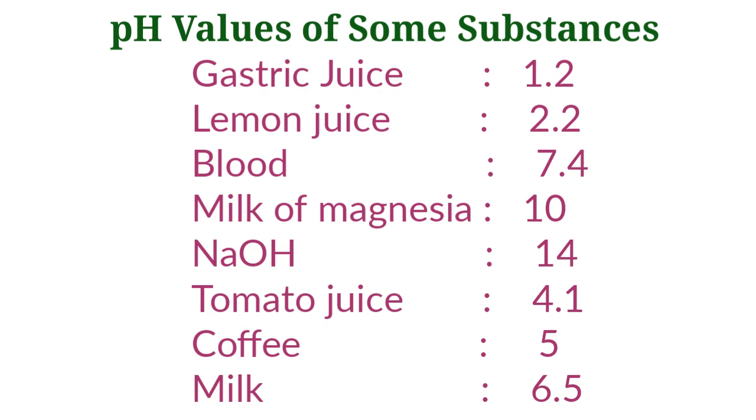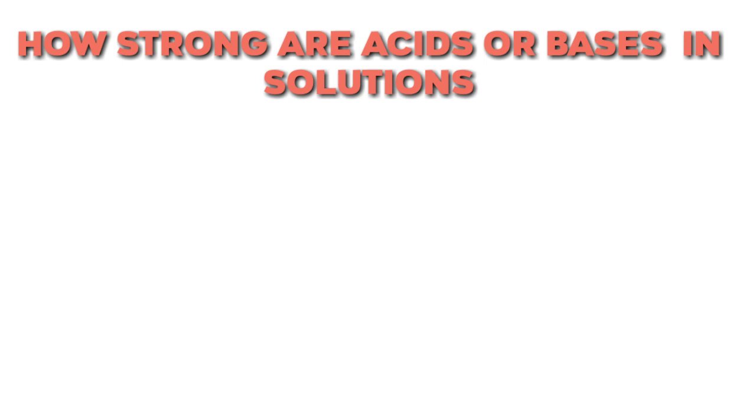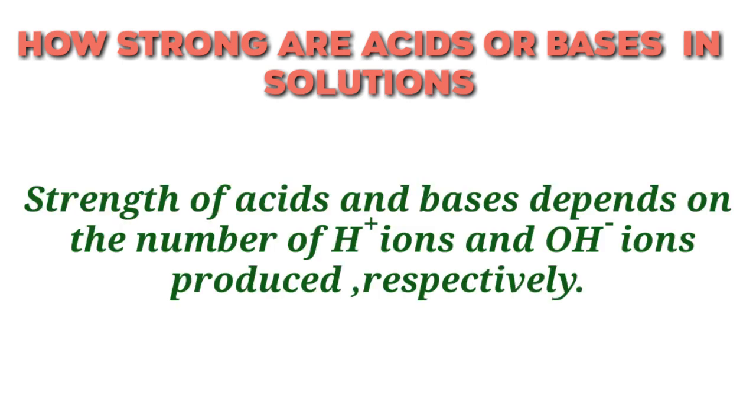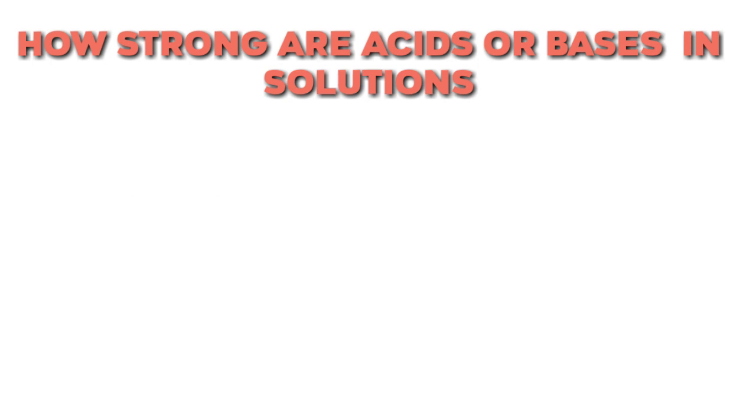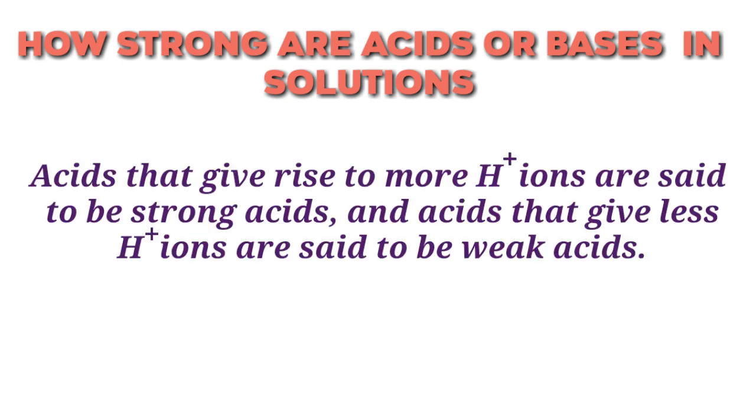The strength of acids and bases depends on the number of hydrogen ions and hydroxide ions produced respectively. If we take hydrochloric acid and acetic acid of the same concentration, say 1 molar concentration, then these produce different amounts of hydrogen ions. The acids that give rise to more hydrogen ions are said to be strong acids, and the acids that give fewer hydrogen ions are said to be weak acids.